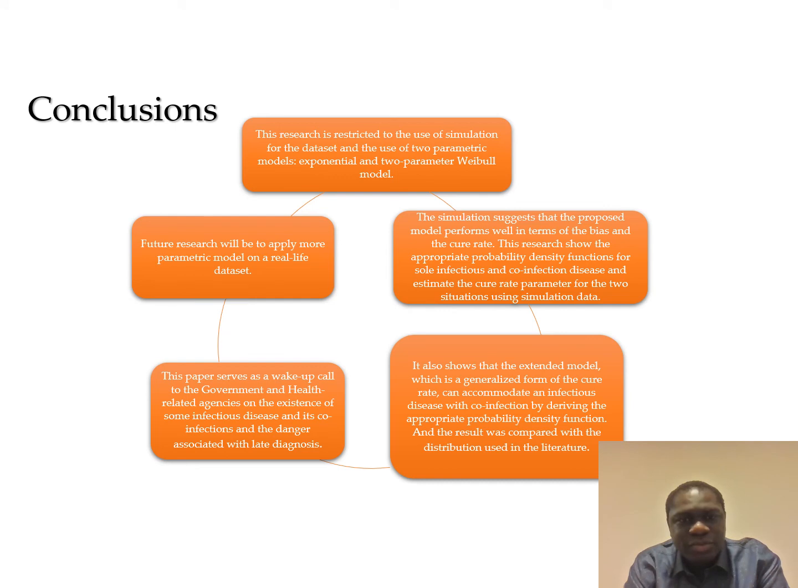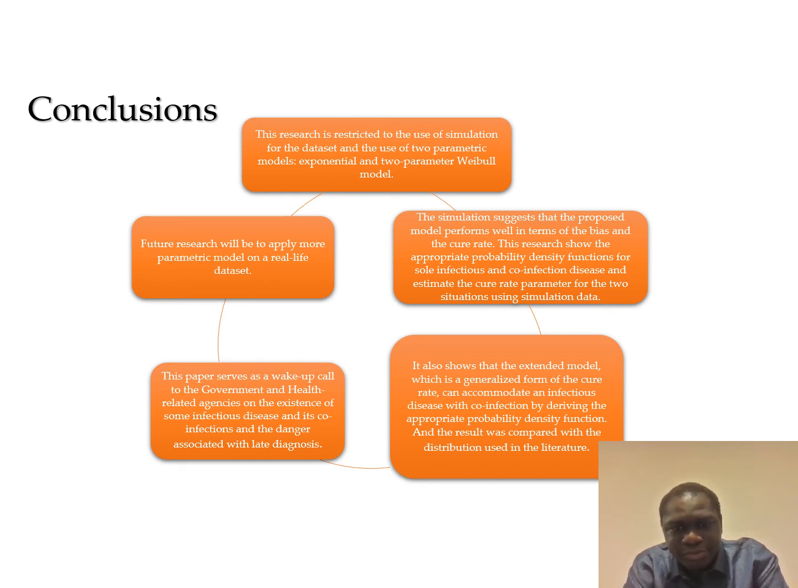Conclusion. This research is restricted to the use of simulation for the dataset and the use of two parametric models, exponential and two-parameter Weibull model. The simulation suggests that the proposed model performed well in terms of the bias and the cure rate. The research also shows the appropriate probability density function for the sole infectious and co-infectious disease, and also estimates the cure rate parameters for the two situations using simulation data.